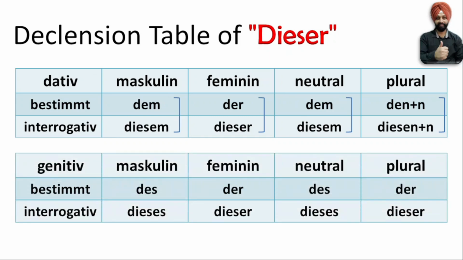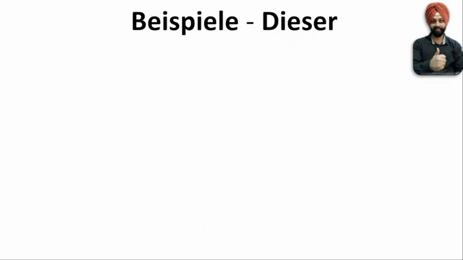And the fourth grammar case, genitive: des changes to dieses, der changes to dieser, des changes to dieses, and der to dieser. So these are the four grammar cases in the dieser article. Now we go further and see the examples in the dieser demonstrative article.